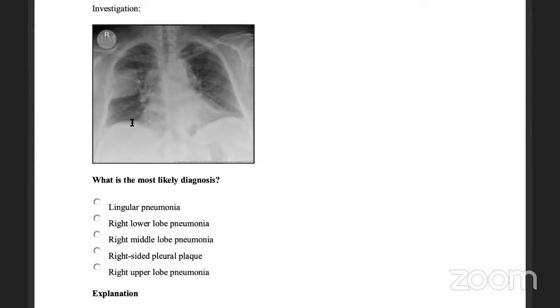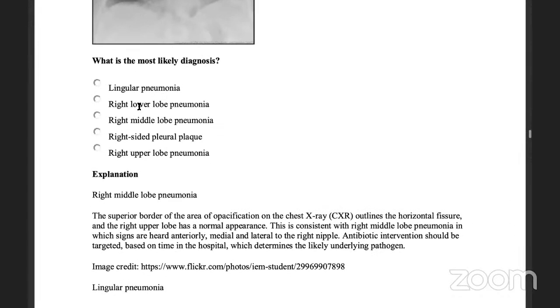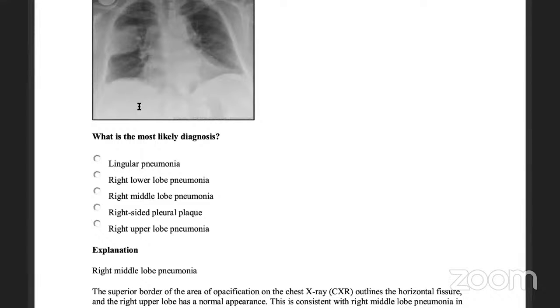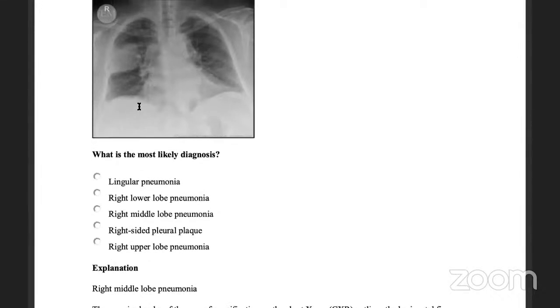the right heart border is not normally obliterated. Obliterated, yeah. This is not obliterated. I think they gave the wrong answer. Maybe right upper lobe is correct. You are right. Wherever the fissure is, it is right upper lobe only. Above the fissure is upper lobe.